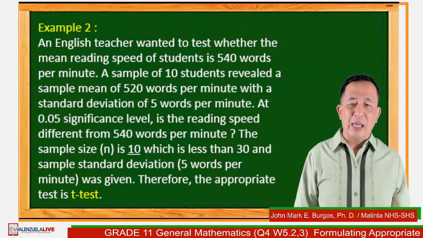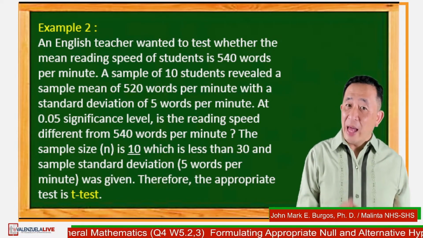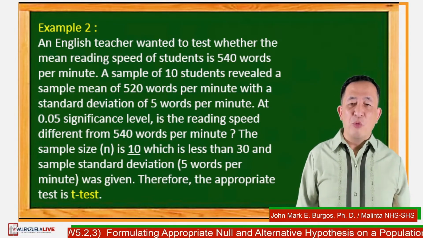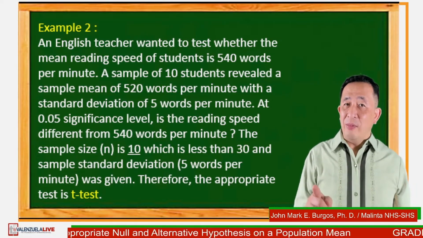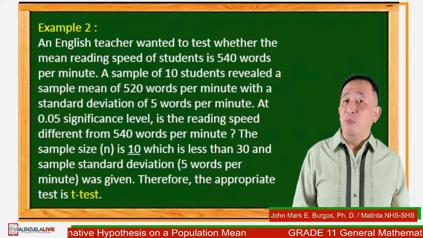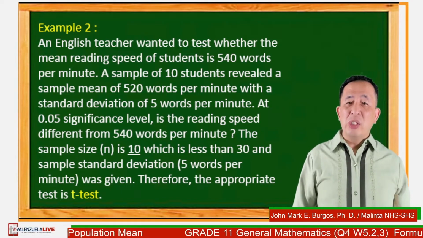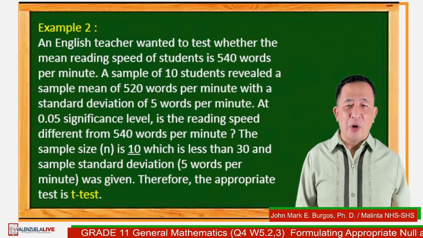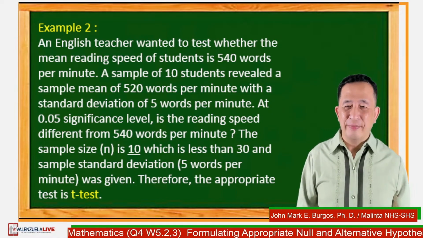The sample size, or small n, is 10, which is less than 30. And the sample standard deviation, which is 5 words per minute, was given. Always remember that in this objective, we are tasked to determine if we will be using the z-test or the t-test. Now, since the number of samples is 10 only, the appropriate test is the t-test.